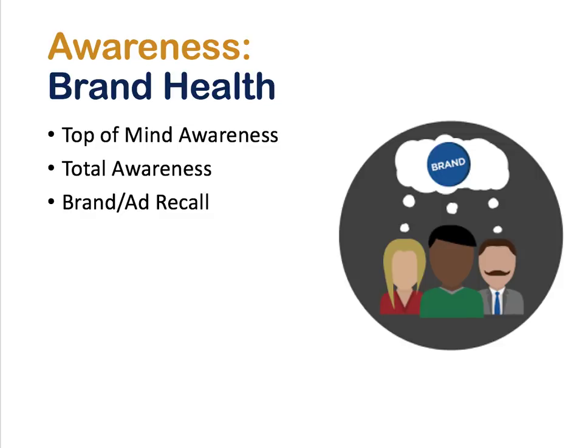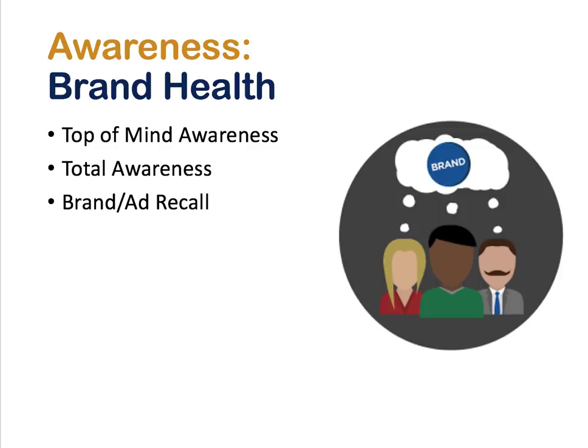These are some of the most common awareness metrics that we can look at. The first one being top of mind awareness, which means we ask consumers, please list all the brands you can think of in a particular category or space. And the very first brand that gets listed is the one that came to their mind first. That's why it's number one. And that's what we refer to as top of mind awareness.